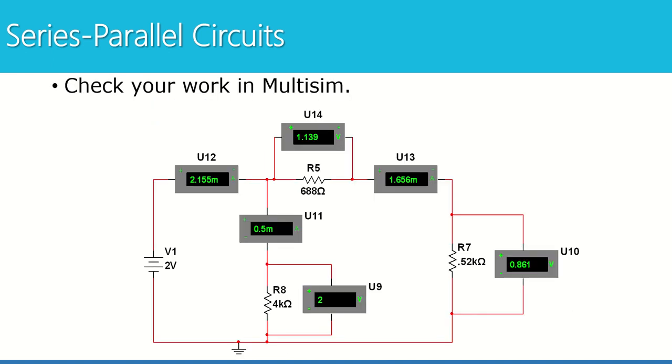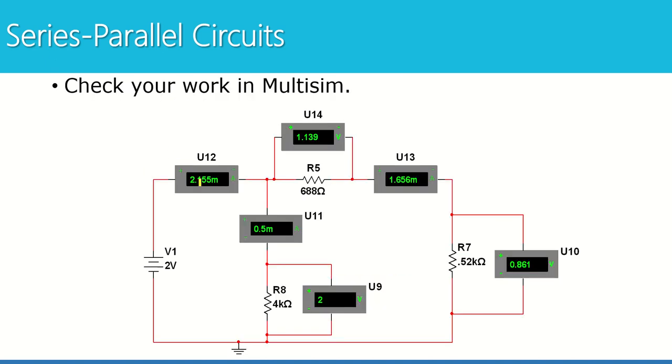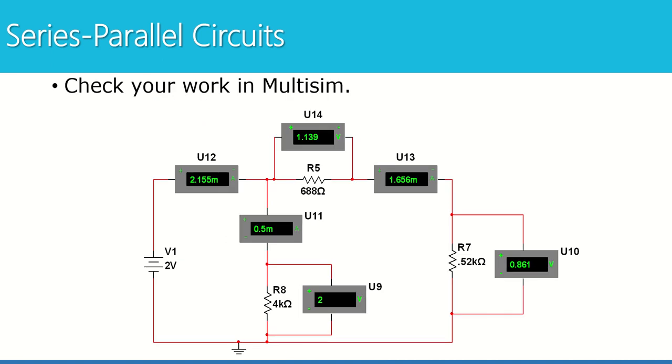When you're done, go check your work in Multisim. So we can see that my total current was 2.16, and in Multisim I got 2.155 milli. We can see our voltages here, and we can see that everything matches up with what we calculated, save for a little bit of rounding error.